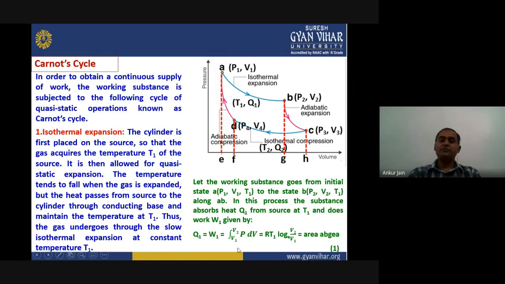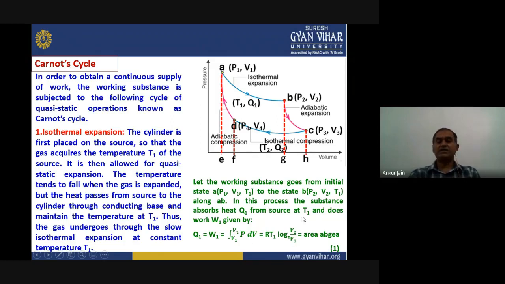Before integrating, we can change P to different terms by using the ideal gas equation. What is the ideal gas equation? PV equals RT. So P will be equal to RT upon V, and if we put this value here, RT upon V into dV. R and T are constant here because the temperature is always maintained as T1. So we can write R into T1, and if we integrate dV upon V, that will be log V. If we put the limits, it will become log V2 minus log V1. If we solve this, we can collectively write log V2 upon V1.